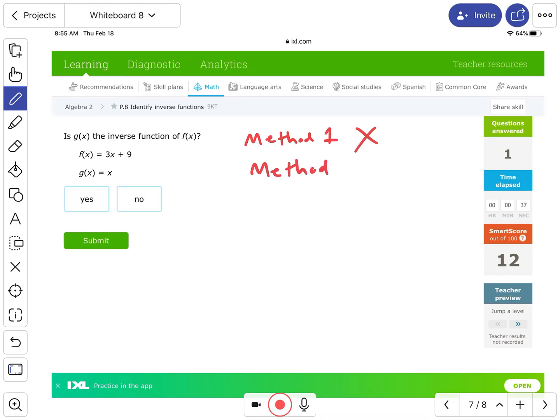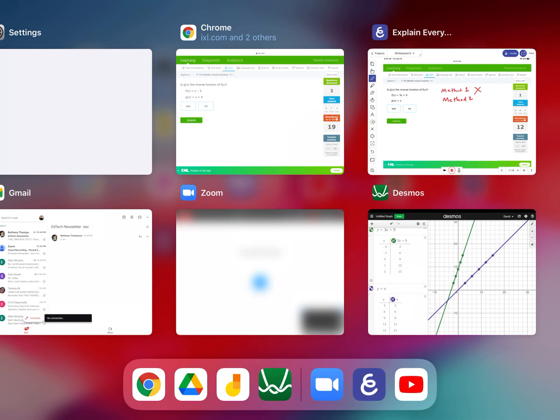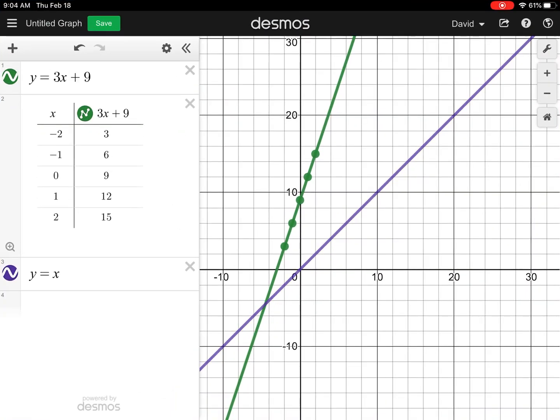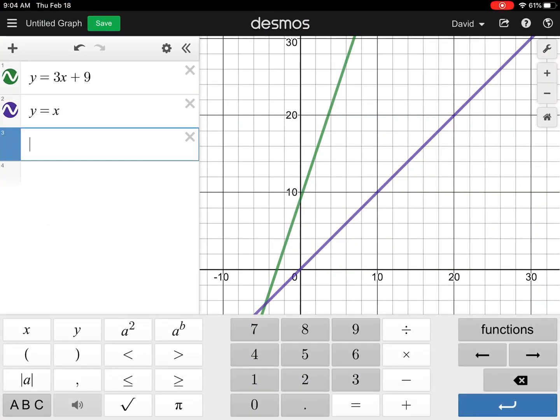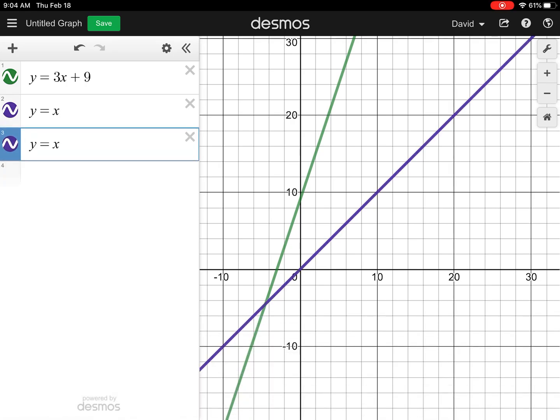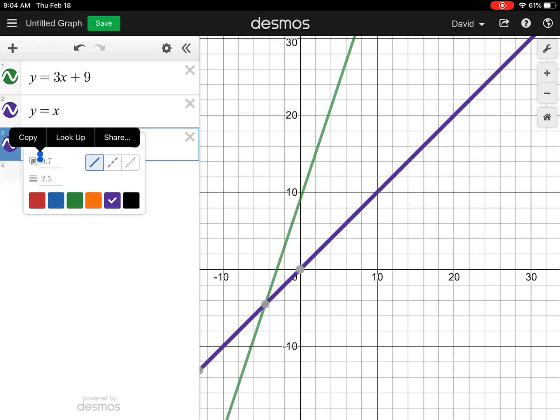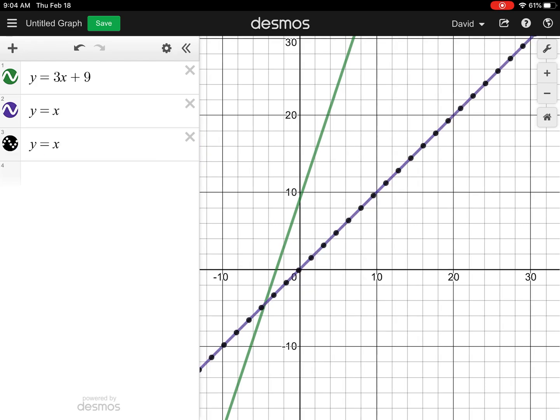3 methods here. Method 2, is it a reflection? So if I graph y equals x, is that the line of symmetry? This is going to be interesting because there's already a line y equals x. But let me just graph it anyway. So look at that.